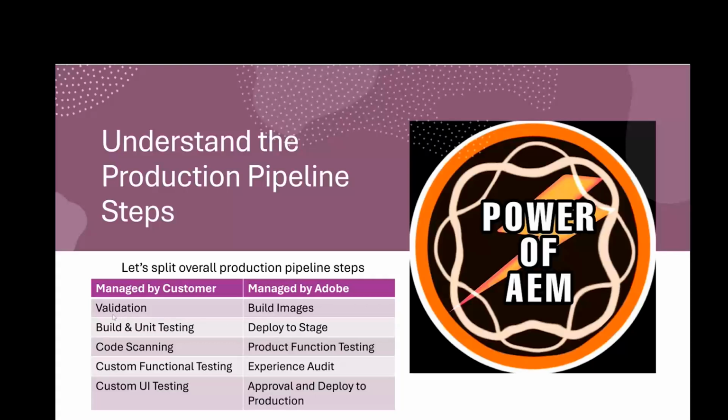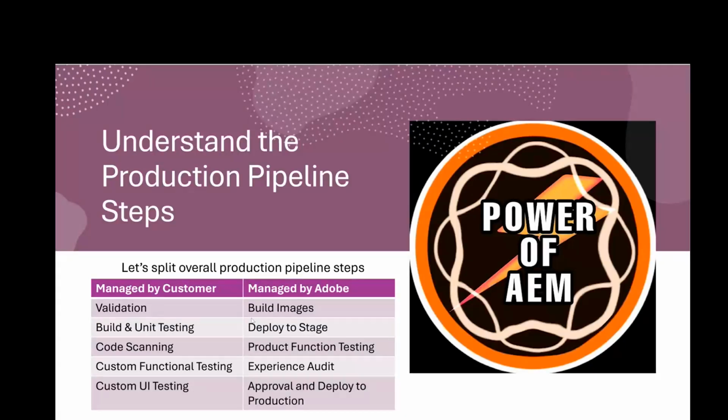So the very first step, whenever we are starting or triggering our pipeline for production or maybe non-production, is validation. After that, we have build and unit testing. The third one is code scanning. These first three steps are common in both the production and non-production pipelines.